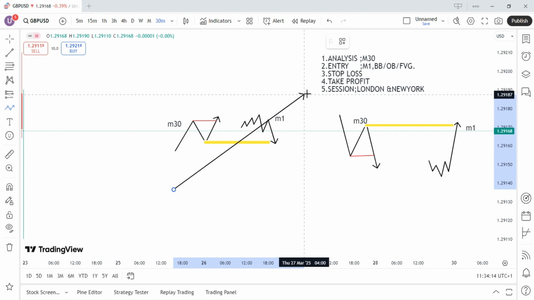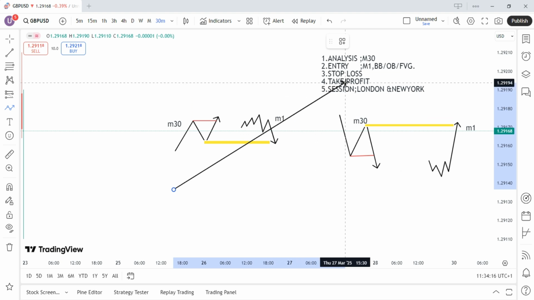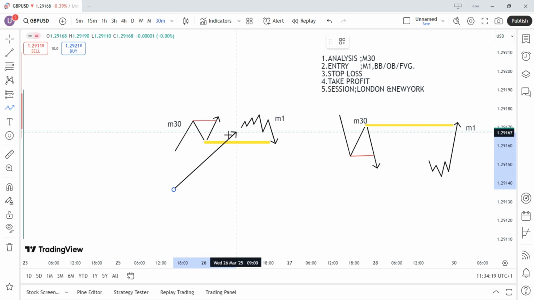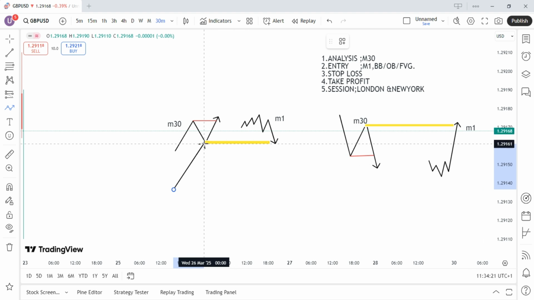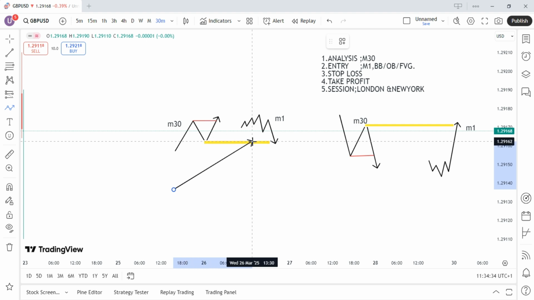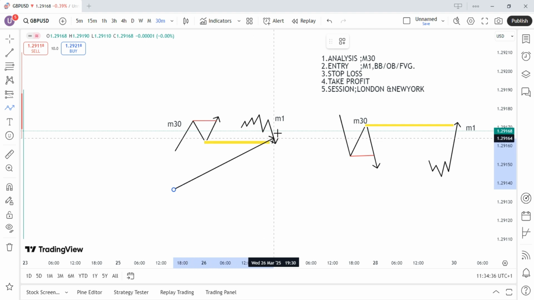And the fourth one is your take profit. Your take profit will be the 30 minutes time frame order block that created this high, that order block that caused this run on liquidity here. The 30 minutes order block, target the liquidity of that 30 minutes order block. So that is your take profit.